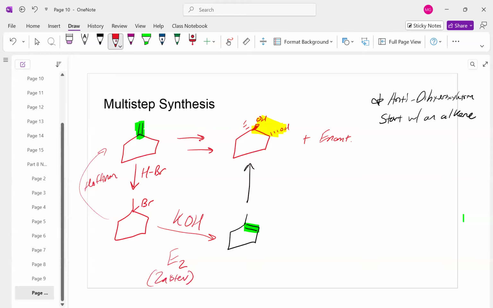And then the last trick is remembering, well, how do I do an anti-dihydroxylation? So that's a two-step process where the first step is I make an epoxide out of that alkene. So doing that first step will get me here. And then the second step, I do an acid catalyzed ring opening.